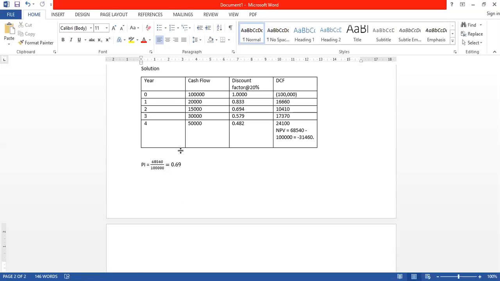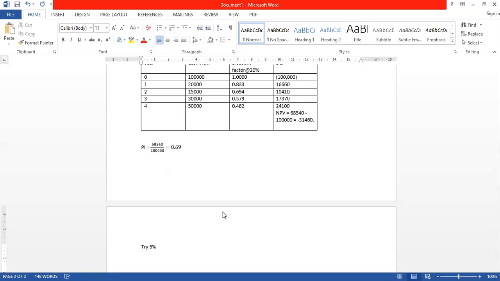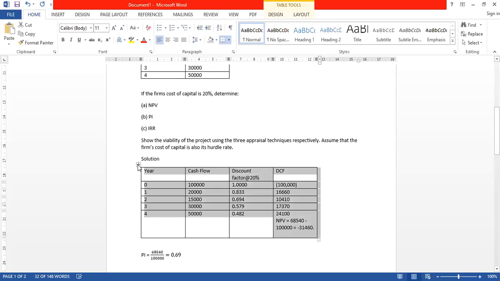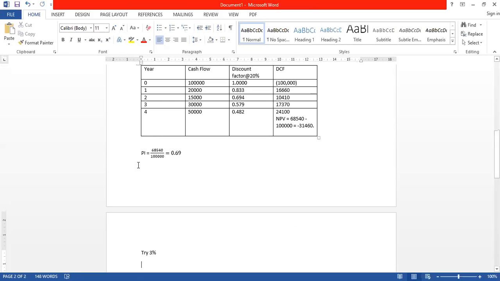Now with what we have done, the first tranche gave an NPV of minus 31,460. Now let's try the second interpolation. Let's discount this at 5%. We'll try 5% or even less. Let's even try 3%. Let's go as low as we can so that we don't have to repeat this over and over again.